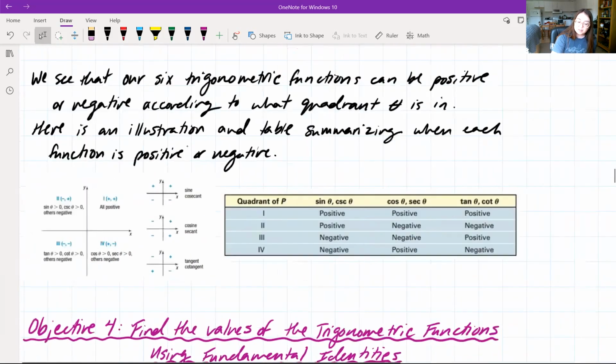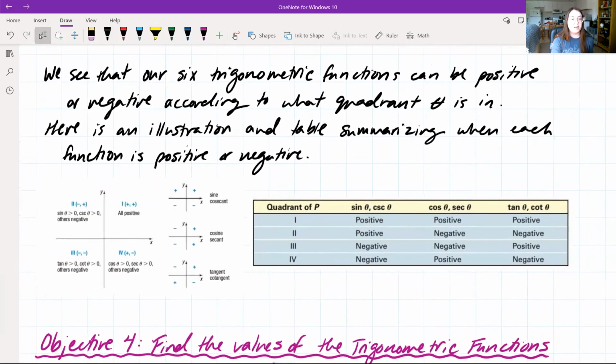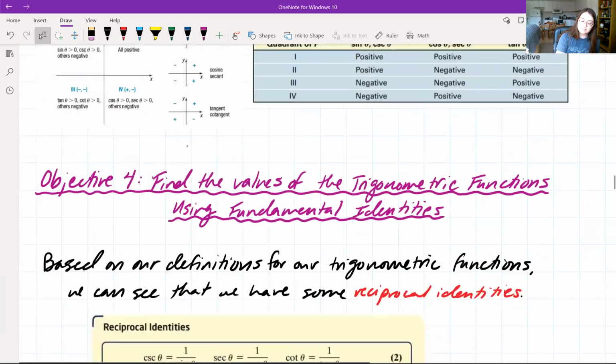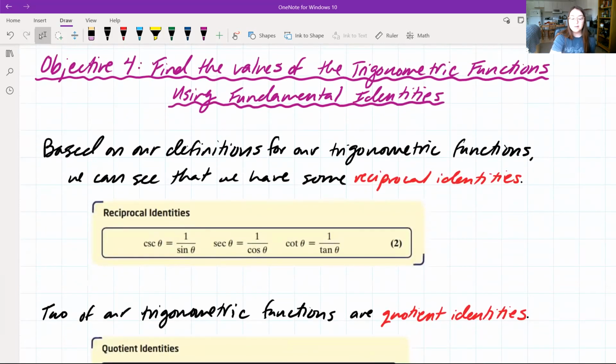Then we have a table here as well telling us all the same values. So once again, these are going to be in your book. So if you would like to use these tables as references when working through problems, by all means, use those. Then objective 4, we want to find the values of the trigonometric functions using fundamental identities.